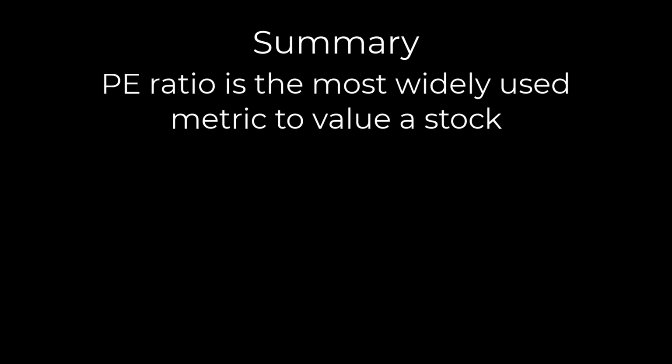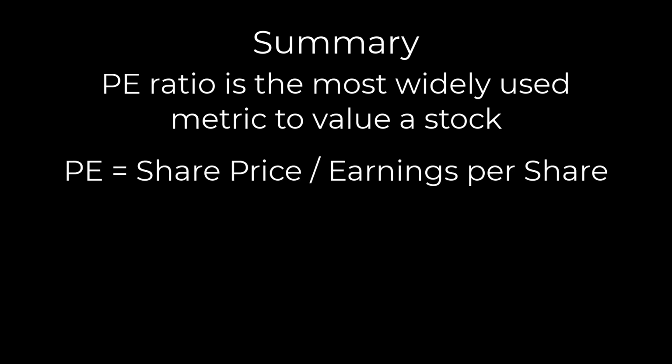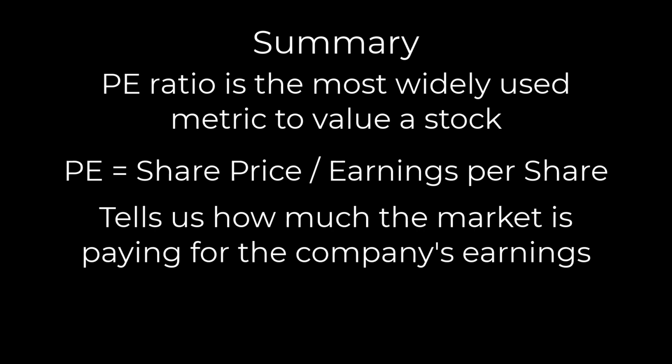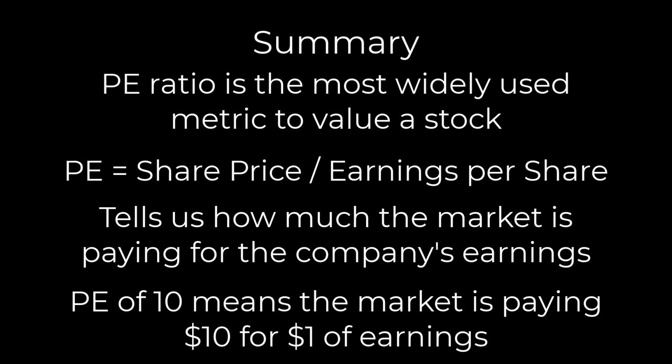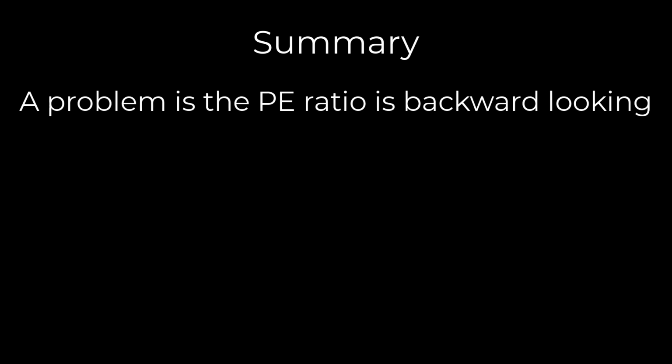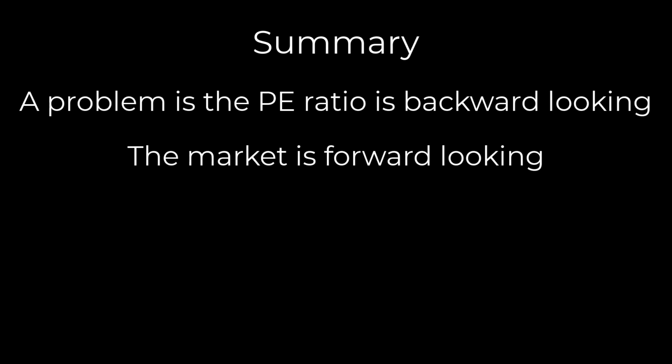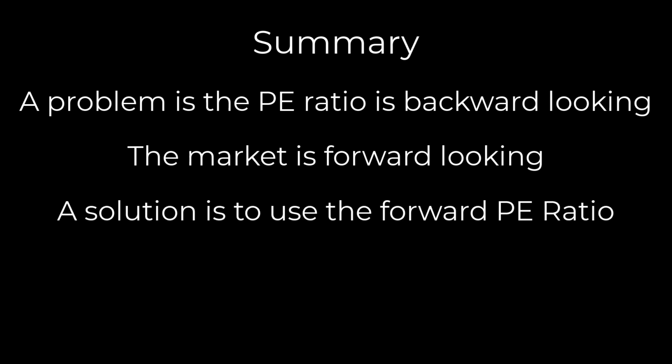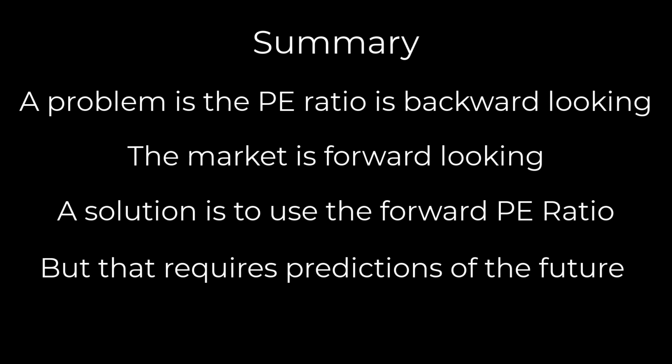Let's summarize. The PE ratio is the most widely used metric to value a stock. To calculate it, we divide the share price by the earnings per share. The PE ratio tells us how much the market is paying for the company's earnings. A PE of 10 means the market is paying $10 for $1 of the company's earnings. A problem with the PE ratio is that it is backward-looking, whereas the markets are forward-looking. A solution to this is to use the forward PE ratio. A problem with the forward PE ratio is that it relies on predictions of the future.